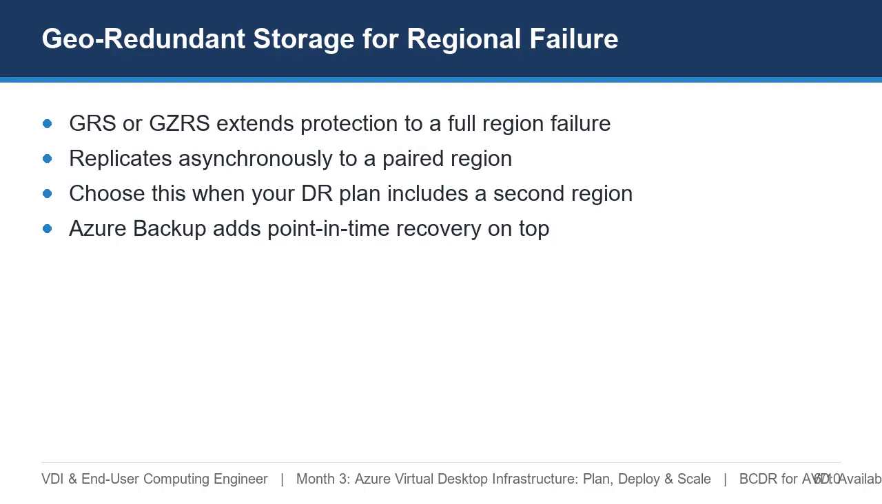Geo-redundant storage, or geo-zone redundant storage, combining both approaches, extends protection to a full regional failure by replicating asynchronously to a paired region. Choose this tier when your disaster recovery plan includes failing over to session hosts in a second region entirely. And regardless of redundancy tier, layer Azure Backup for Azure Files on top for point-in-time recovery, since redundancy protects against infrastructure failure but not against corruption or accidental deletion replicating everywhere instantly.